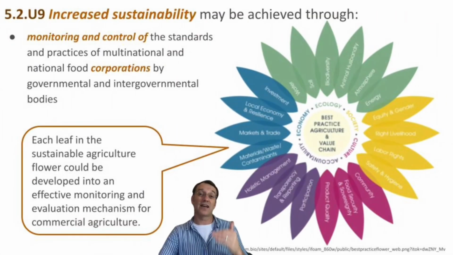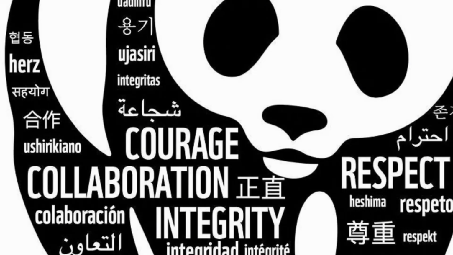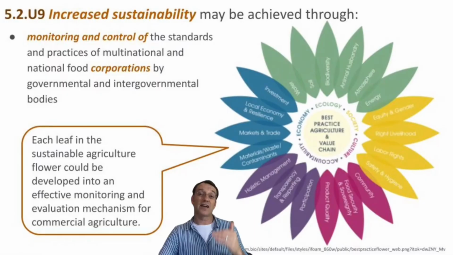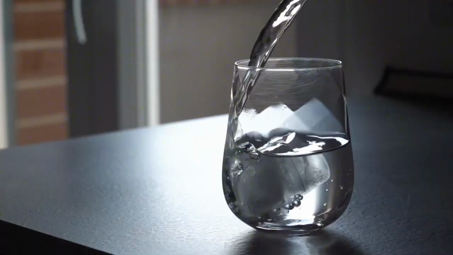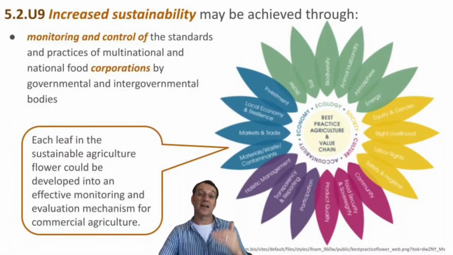Ensuring sustainable food production isn't just up to farmers. It requires oversight and cooperation. Government agencies and international organizations play a big role in setting and enforcing standards. This might involve several different aspects, from soil health and water use to biodiversity or fair labor practices. Effective monitoring and control can help make sure that our food is produced in ways that are good for people and for the planet.